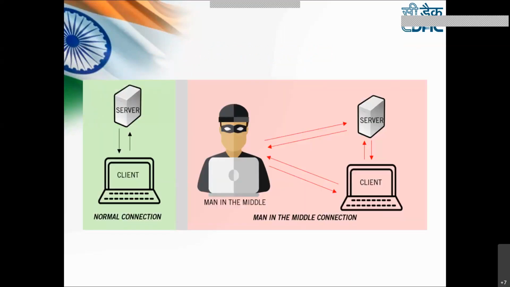As you can see in the diagram, the normal connection between a client and server is one-on-one. But in a man-in-the-middle connection, the client would be able to connect to the server, but would be redirected through the hacker. The hacker is in the middle, and he would be able to detect each and every move a client is making with the server because he is using the promiscuous mode of his NIC adapter.